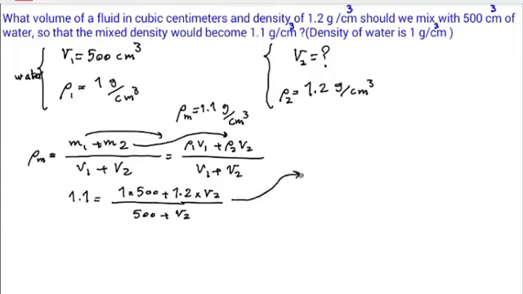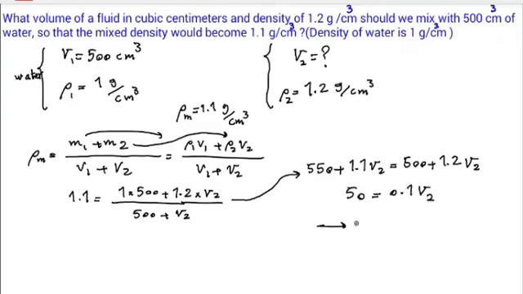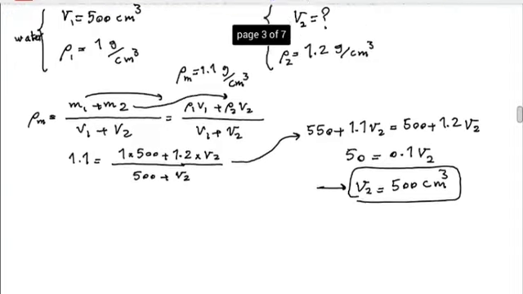Just multiply both sides of the equation by the denominator, and we get 550 plus 1.1 V of 2 is equal to 500 plus 1.2 times V of 2. So 550 minus 500 is equal to 50. It's equal to 1.2 minus 1.1, which is 0.1 V of 2. And V of 2 is 500 centimeters cubed. So the unknown fluid should be 500 centimeters cubed, so that we mix it with water of volume 500 centimeters cubed, so that the mixed density would become 1.1 grams per centimeter cubed.